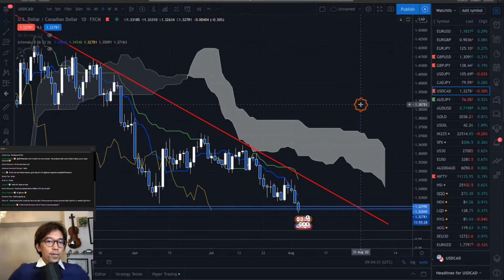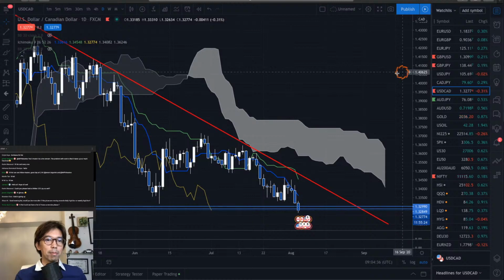So this is the TradingView platform, so you can mark these. But if you are using MT4 or MT5, you can just write it down.